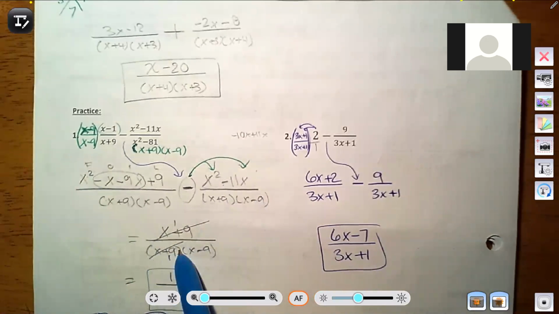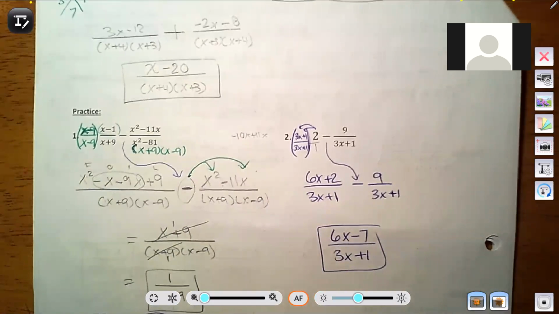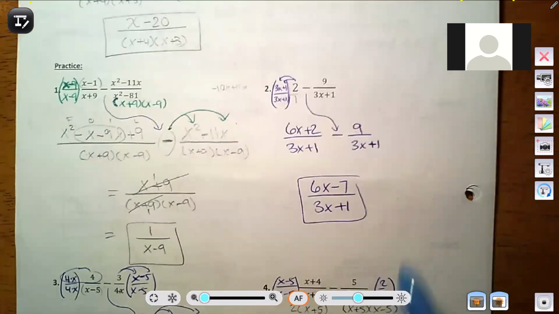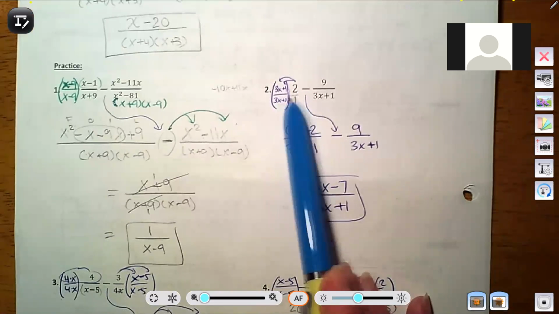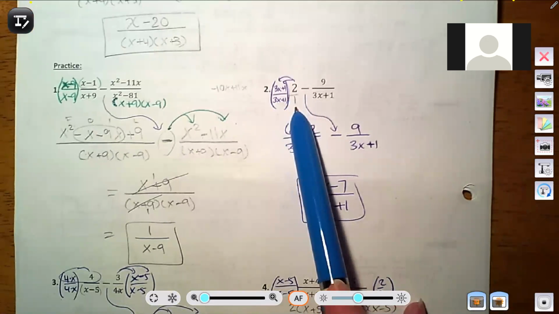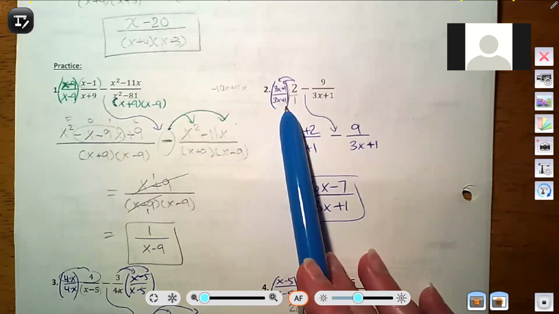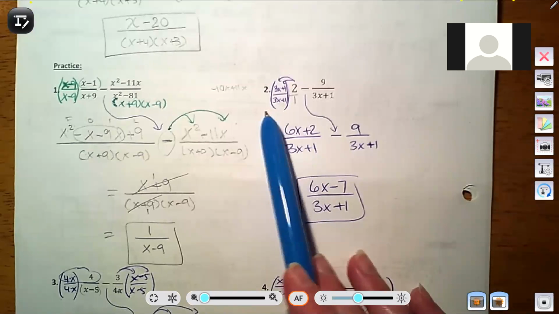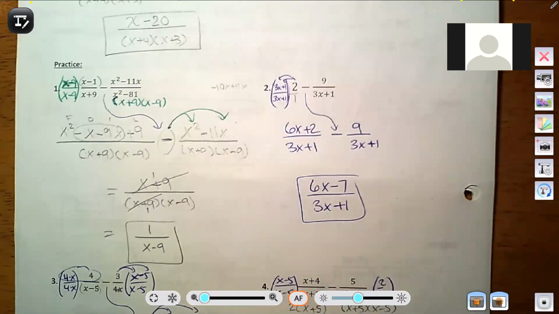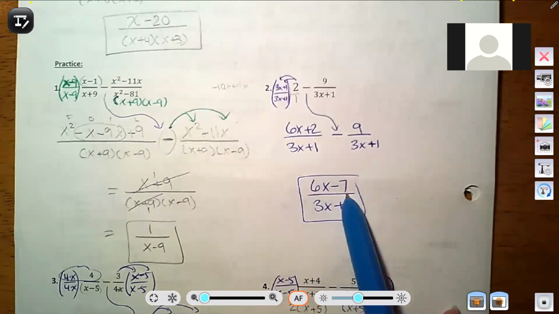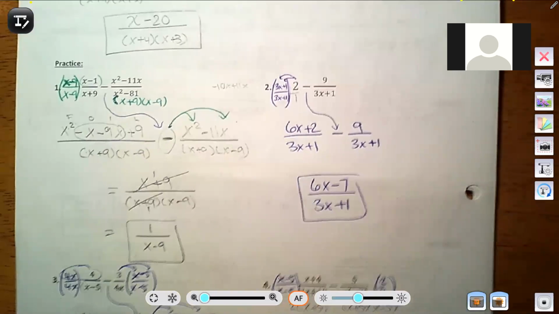And then there was a common factor. Again, it went in one time, so it's 1 over x minus 9. Here's an example where it might be helpful to put it over 1 so that you can see that 3x plus 1 would be the common denominator. And this doesn't factor any further, so that's as far as you'd go.